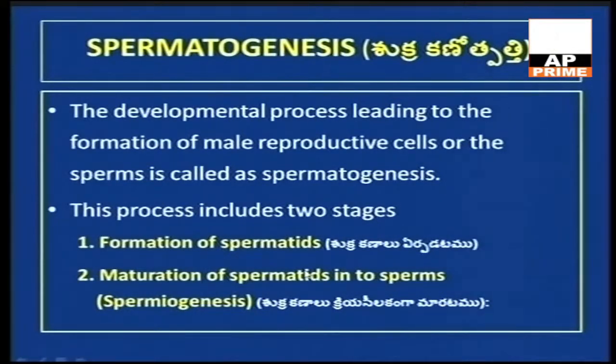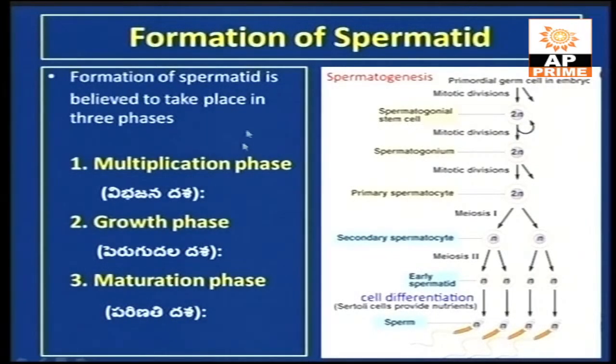Firstly, we will see the formation of spermatid. Here the formation of spermatid is again divided into three phases. The first phase is called the multiplication phase, the second one is the growth phase, and the third one is the maturation phase.